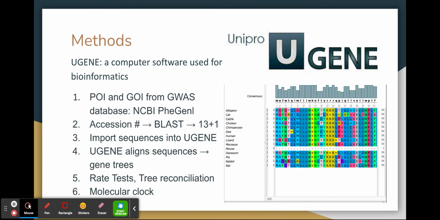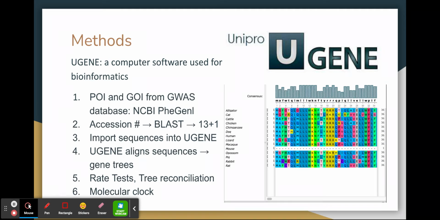The method: I started with installing Eugene on my computer. Eugene is a computer software that is used specifically for bioinformatics. After this, the first step was to select a phenotype of interest as well as a genotype of interest, and I got both of these from the Genome-Wide Association Studies database. After I selected my genotype of interest, I identified the accession number for the human protein product, which I got from Wikipedia, and then I conducted my BLAST search.